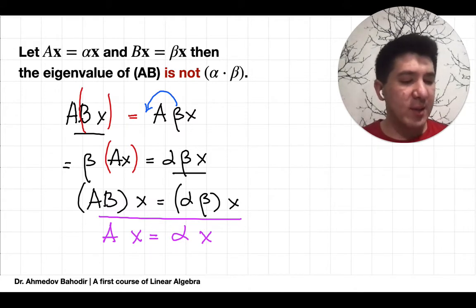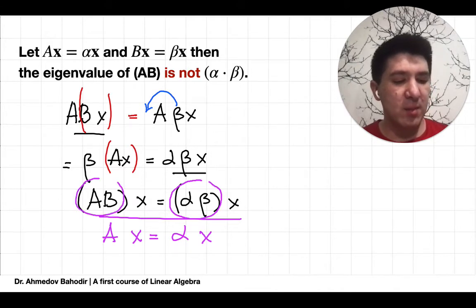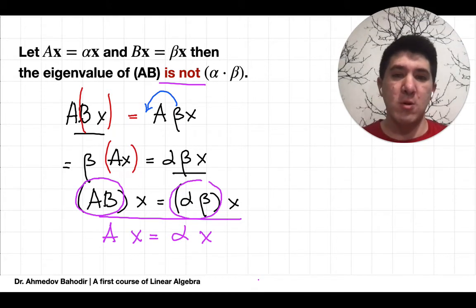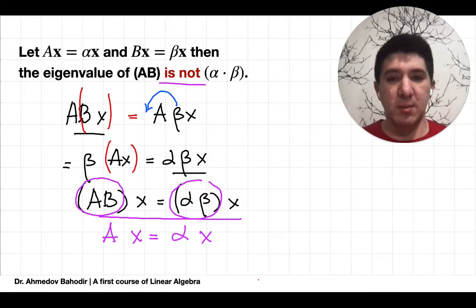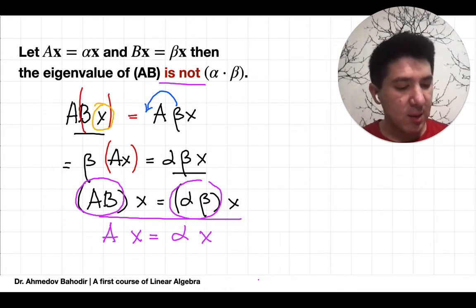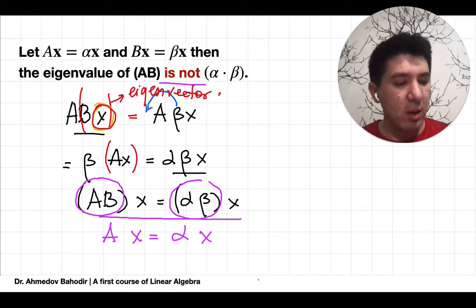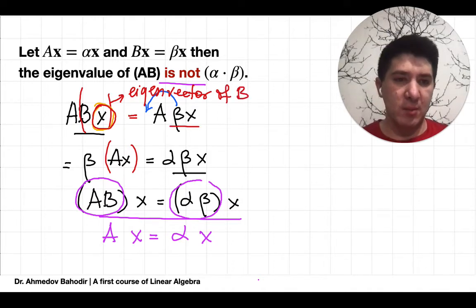So we may guess that alpha times beta is the eigenvalue of A times B, while the statement says no. So the problem is we made some assumptions or mistakes in these lines of proof. Essentially here we say that x is an eigenvector of B. So that's why we could just substitute this with beta times x.